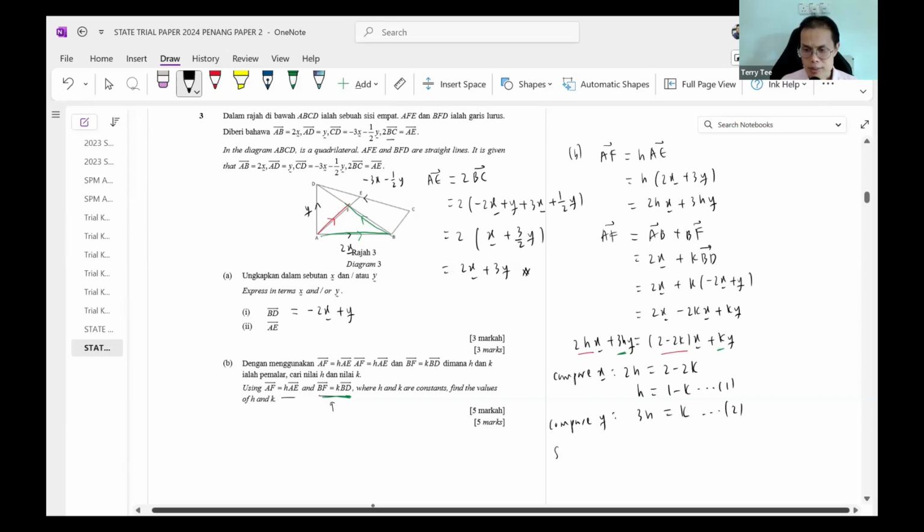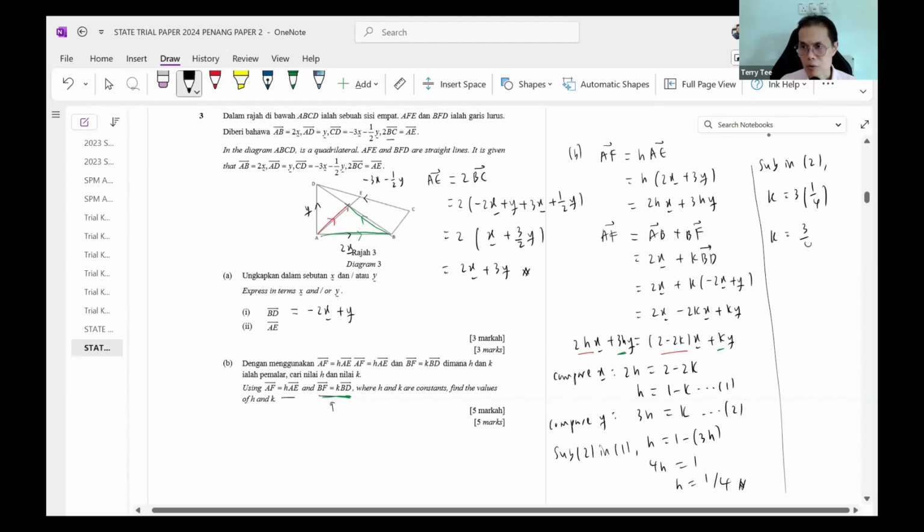Now let's solve them simultaneously. Sub equation 2 inside equation 1, because we want to get rid of k. h equals 1 minus k, and k is now 3h. Bring it over: 4h is 1. h is therefore 1 over 4. Now that you know the value of h, we just have to sub inside an equation. Equation number 2 looks easier because you already have k as the subject. k is 3h. Since h is 1 over 4, k is therefore 3 over 4.